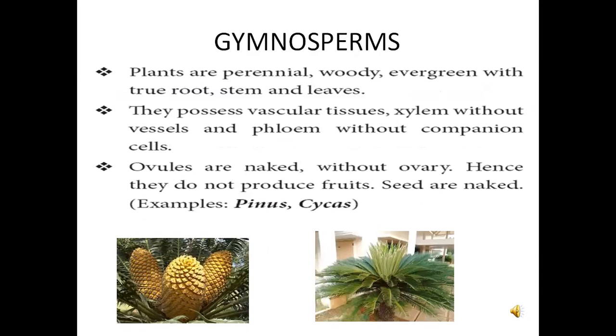Next, plants that produce seeds. For example, gymnosperms. Plants are perennial, woody, evergreen with true root, stem, and leaves. They possess vascular tissues, xylem without vessels, and phloem without companion cells. Ovules are naked without ovary. They do not produce fruits. Seeds are naked. For example, Pinus, and in the second picture, Cycas.